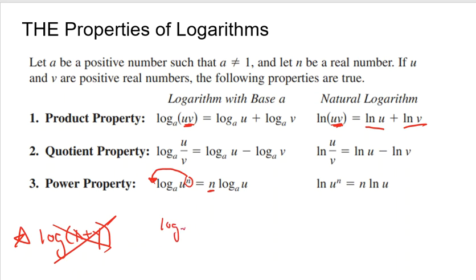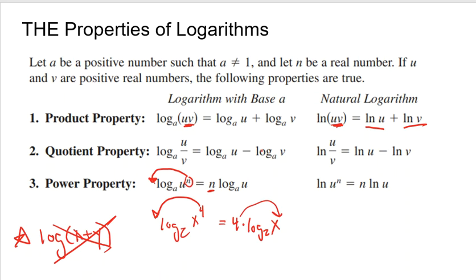So if I have log base 2 of x to the 4th, that is equal to 4 times log base 2 of x. So that power is allowed to drop down in front. Or you could go in reverse. You could take that 4 and move it back up if you so desire. So again, all of these properties work in two ways. You could go left to right or right to left.